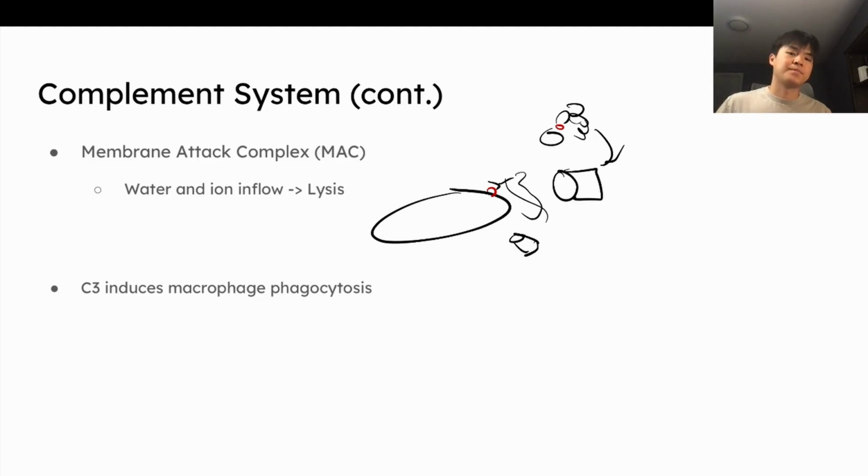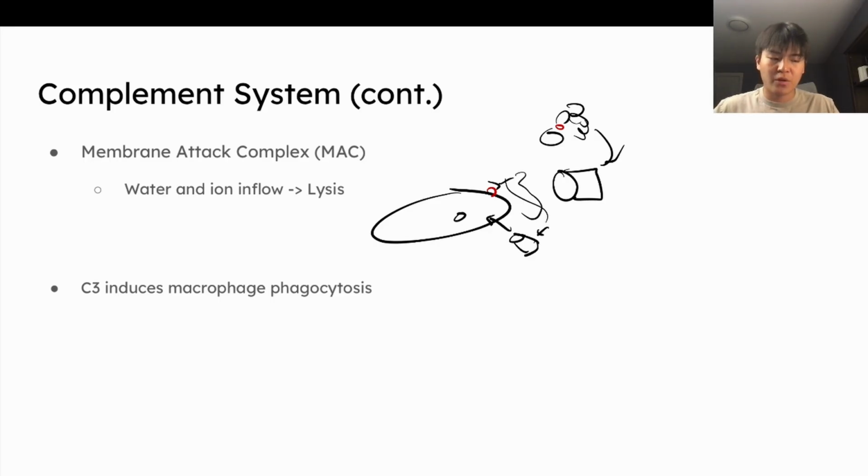Now, what does it do? Before, the bacteria is perfectly fine. He's just chilling. The bacterial wall, the cell wall, is very strong. But what this guy actually does, the membrane attack complex, will actually insert itself into the bacteria. So now there's like a hole in the bacteria. And what flows through this hole? Well, water can. And small ions, but mostly water, okay?